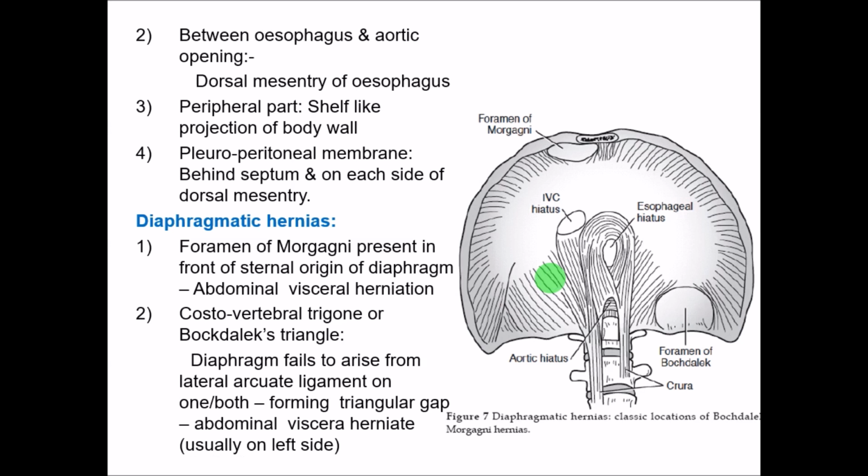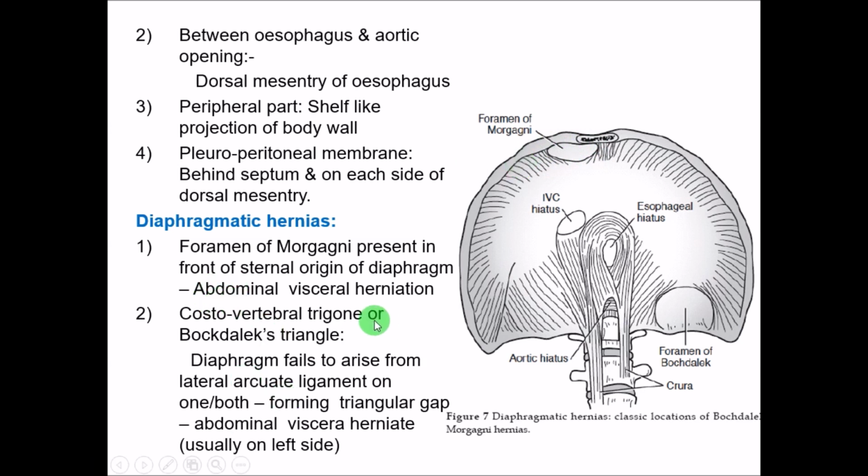During diaphragm formation, sometimes there might be some openings left behind, which lead to hernias. These are called diaphragmatic hernias. One is, as we have seen already, the foramen of Morgagni. So this is the small space of Larrey, which sometimes becomes larger, which leads to formation of the foramen of Morgagni, present in the front of the sternal origin of the diaphragm, which leads to abdominal visceral herniation.